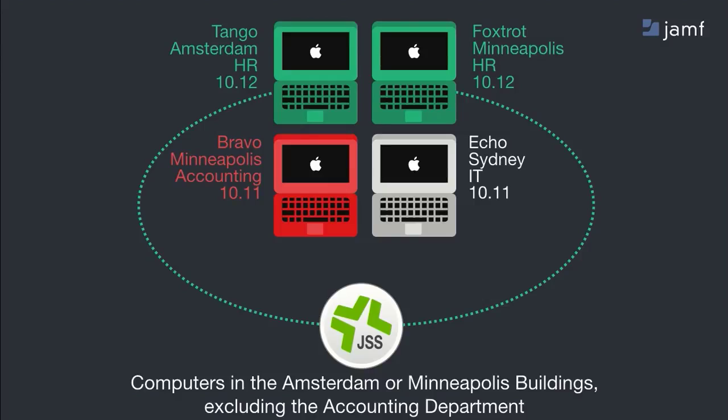In this example, we're targeting any computer in Amsterdam or Minneapolis, but we're excluding the accounting department, meaning that Tango and Foxtrot, being in Amsterdam and Minneapolis, will receive this management task, and even though Bravo is part of Minneapolis, they're also in accounting, meaning they'll be excluded from this task.